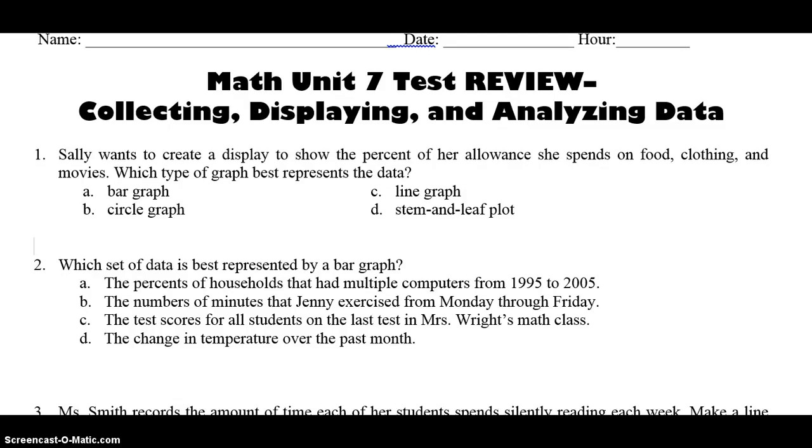All right, welcome to Math Unit 7 test review. This chapter was all about collecting, displaying, and analyzing data.